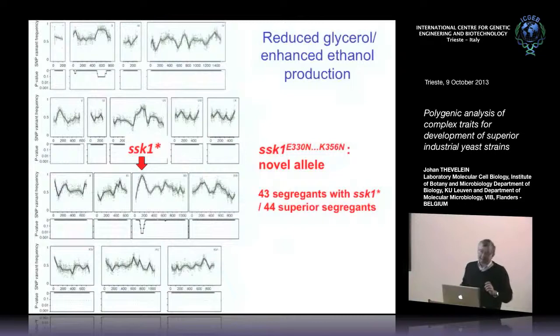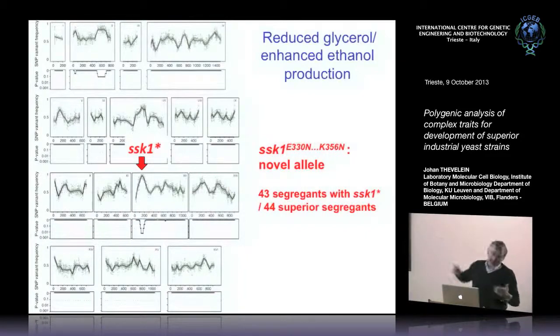Another property that we have analyzed is low glycerol production. High ethanol production is an important property in industrial bioethanol production. And this is the result with the first generation segregants. And you can see here a very strong QTL, which actually practically goes up to 100%. And this was because 43 of the 44 superior segregants that we analyzed all had the mutant allele. So it was a very important allele to have low glycerol production.